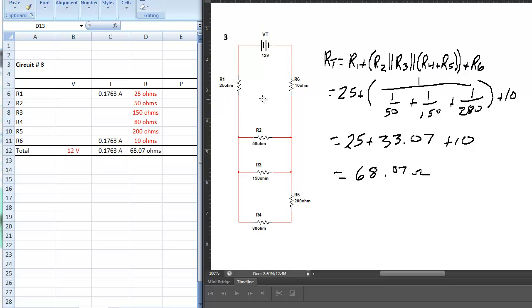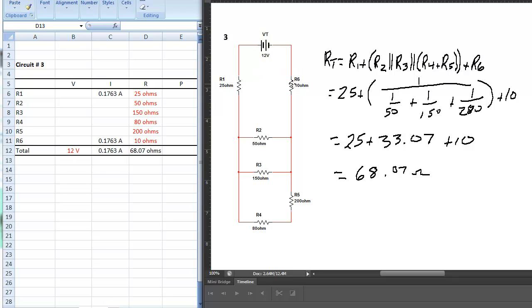Understand here, what might RT be? Well, you know this section here is going to be no greater than 50, and then you're going to sum 25 to make 75, and then another 10 to make 85. So you know RT has to be less than 85. So 68.07 ohms is possibly close. Once you have that, simple Ohm's law will give you the current, IT.